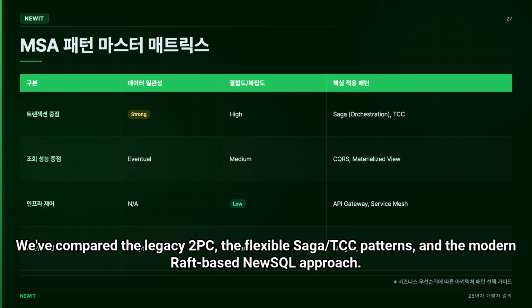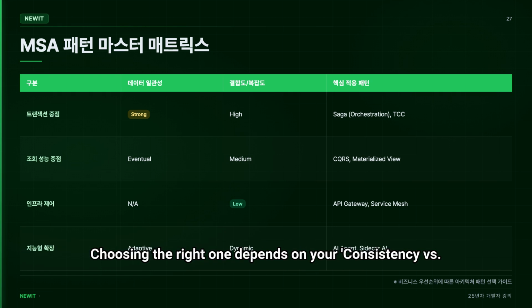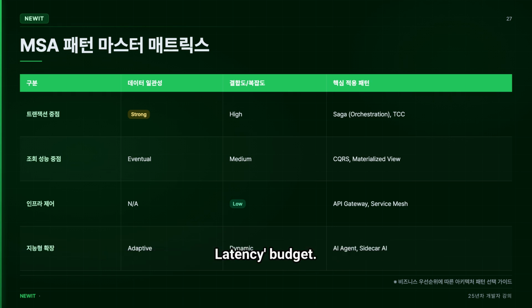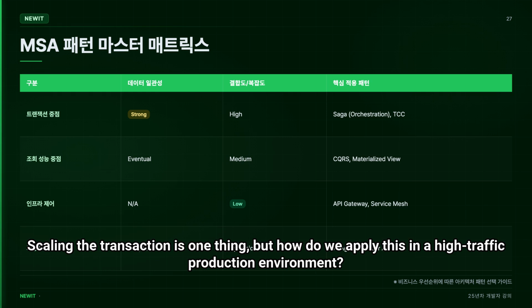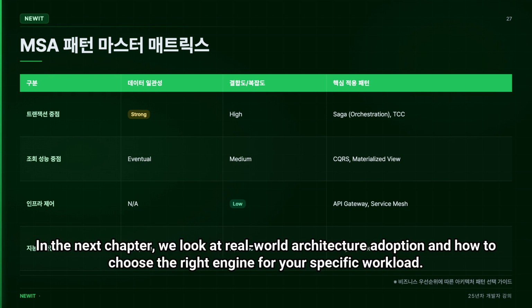We've compared the legacy 2PC, the flexible Saga and TCC patterns, and the modern Raft-based NewSQL approach. Choosing the right one depends on your consistency vs. latency budget. Scaling the transaction is one thing, but how do we apply this in a high-traffic production environment? In the next chapter, we look at real-world architecture adoption and how to choose the right engine for your specific workload.